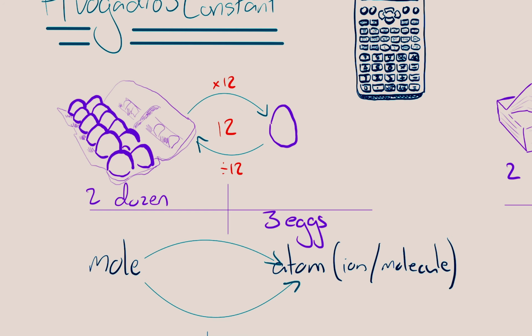Now, if we've got 2 dozen, very simply, we're going to do our 2 times 12, and we get to 24 eggs, right? And again, the same works the other way. If we've got 3 eggs and we want to know how many dozen that is, all we're going to do is divide our 3 by 12 and see what we get. And what we get is 0.25.